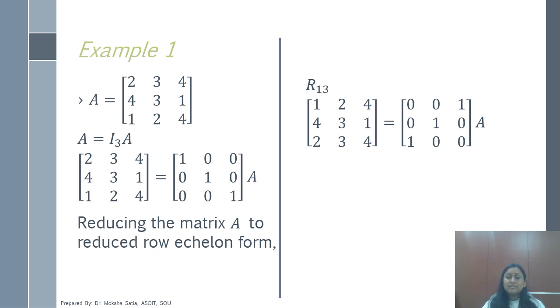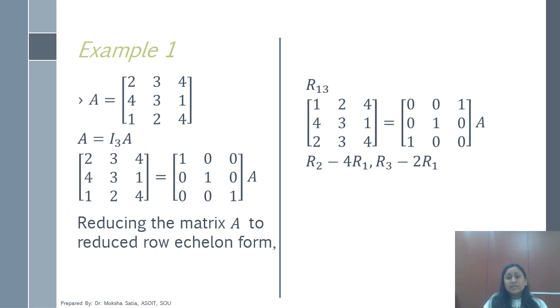Now, to make this left-hand side matrix in a row echelon form, we need zeros in place of 4 and 2, because we need zeros in the column, at the bottom of the column from the leading one. For this, let's apply the operation R2 minus 4R1 and R3 minus 2R1, which will change R2 and R3 respectively.